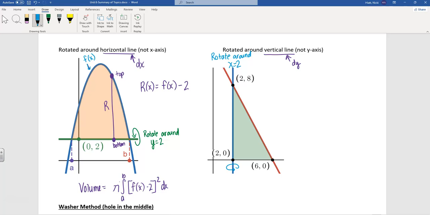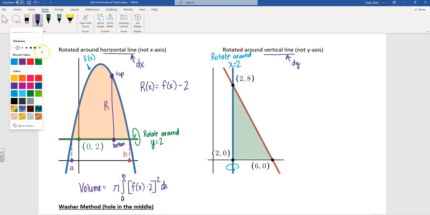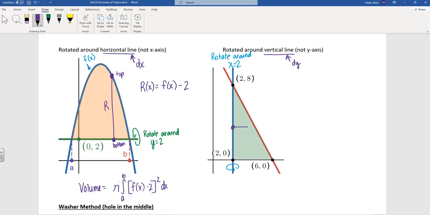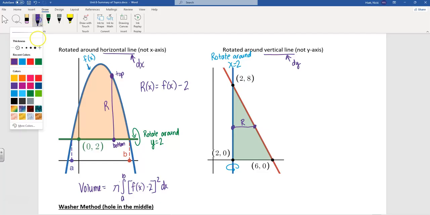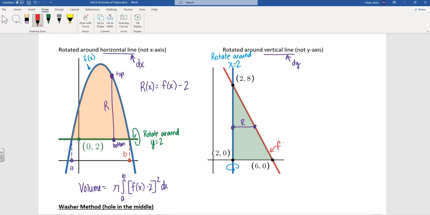So if you're rotating around that vertical line, our shaded area touches that line everywhere. When you rotate this, you're going to get like a cone shape. It's not going to have a hole in the middle of it. So here, our capital R needs to be horizontal. Let's call that red line f of y.